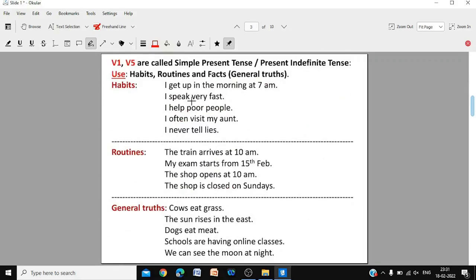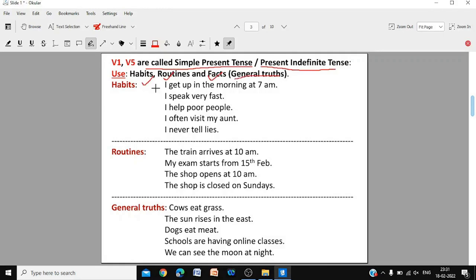V1 and V5 are called simple present tense. Simple present tense is also called present indefinite tense. When do we use it? Habits, routines, and facts, which are general truths.